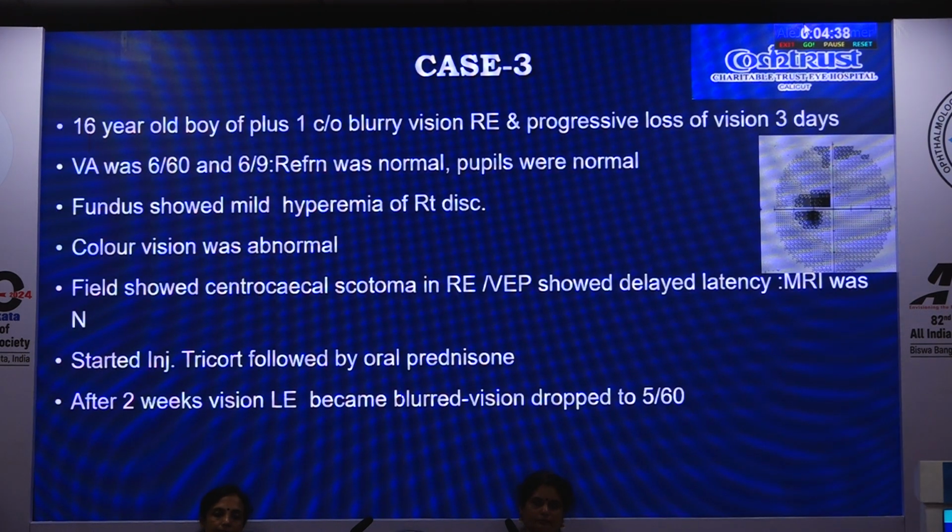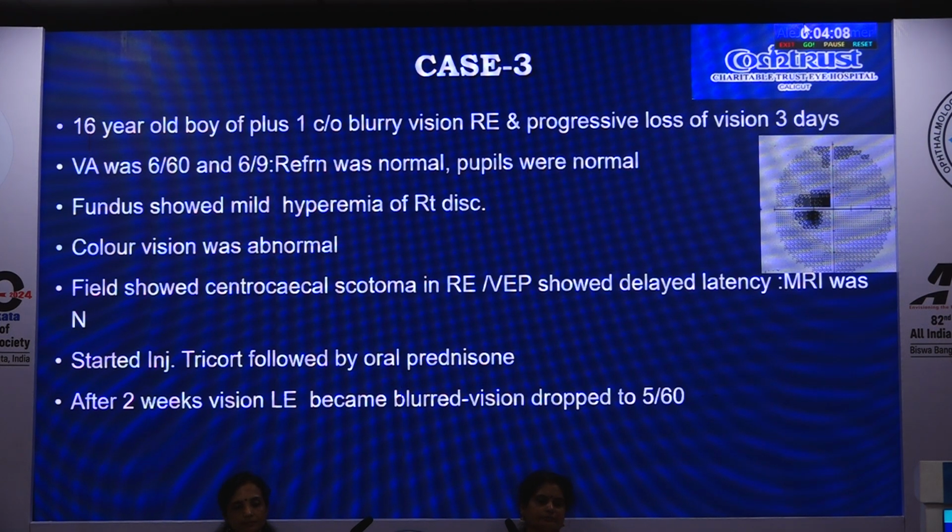I used to do a lot of examination under anesthesias about 25 years back to rule out some of these cases, but over time you follow up, you see all these findings with an inferior altitudinal field defect. So a 16-year-old boy studying in +1 complained of blurry vision in right eye, which was progressive over 3 days, and visual acuity was 6/60, 6/9.